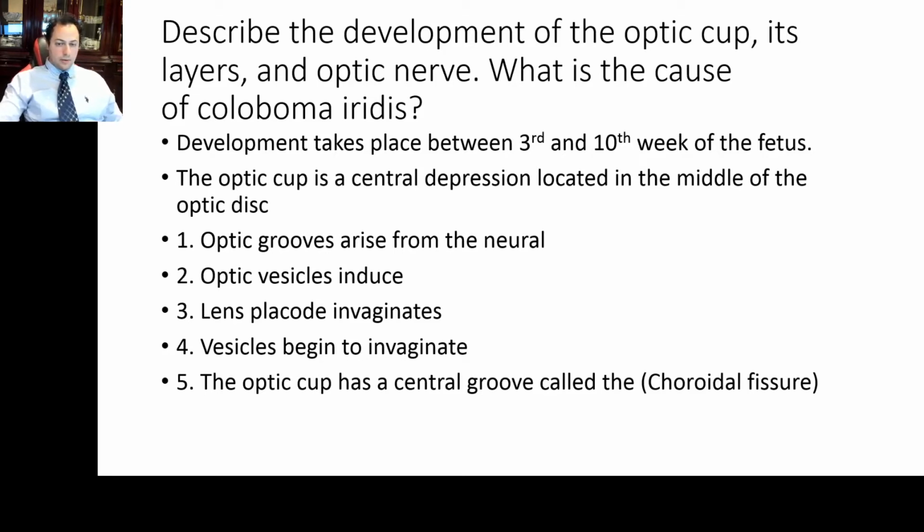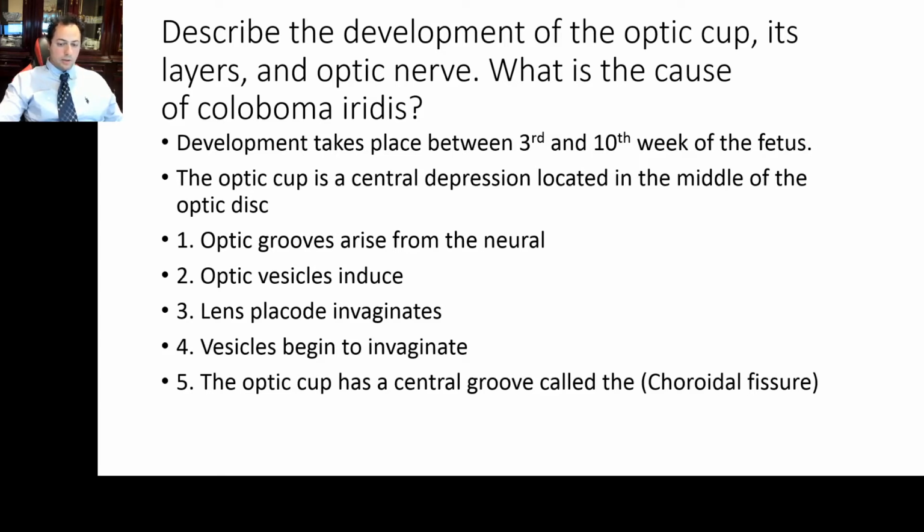Optic grooves arise from the neural fold and develop into optic vesicles only after closure of the neural tube. Optic vesicles induce changes in the surface ectoderm, and this starts to form the lens placode, which is an embryonic structure that consists of a thickening of ectoderm. This ultimately develops into the lens. The lens placode invaginates, giving rise to the lens pit. Simultaneously, optic vesicles begin to invaginate and form the optic cup.